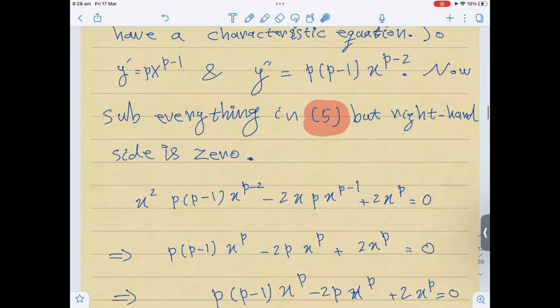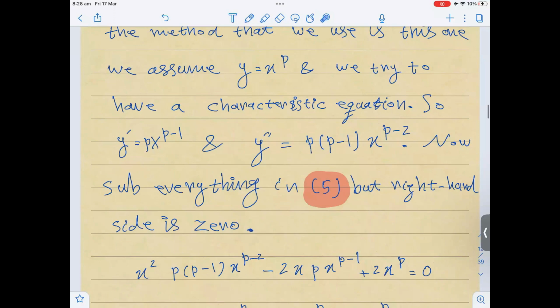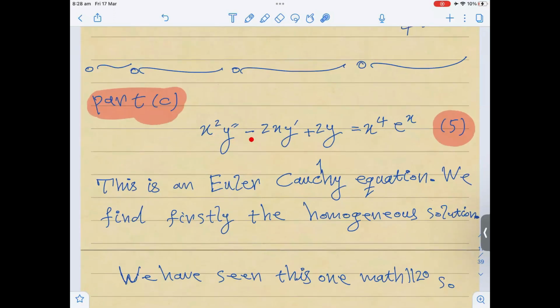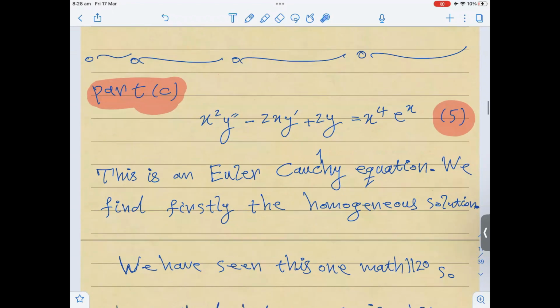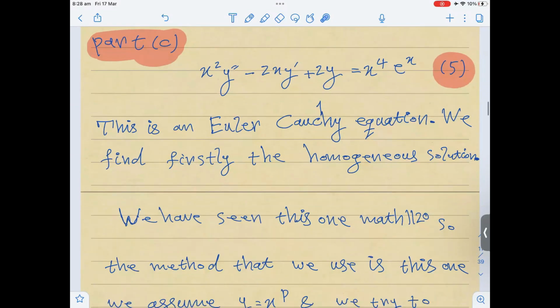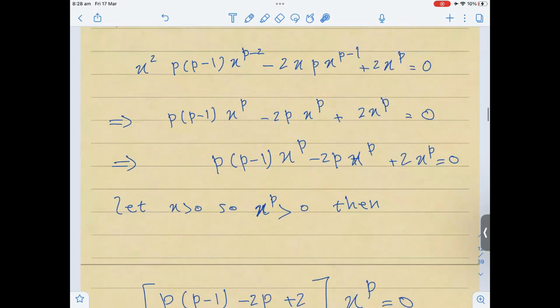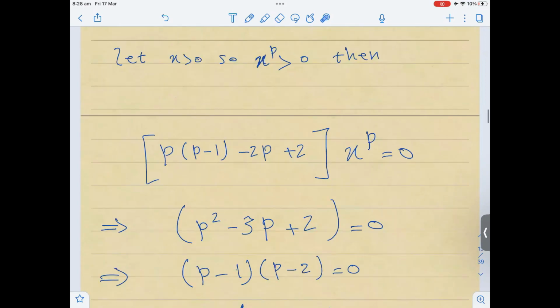Here, you might say that my characteristic equation will be p squared minus 3p plus 2 equals 0. Yes, you are right, but don't use that. You should mention that y equals x to the p. So a couple of lines here, please write it. You don't have to write those lines.